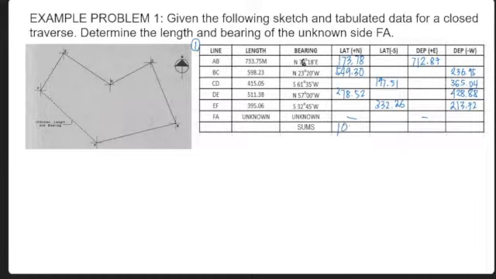So, 1,001.6. And departure east is 712.87. Latitude south.